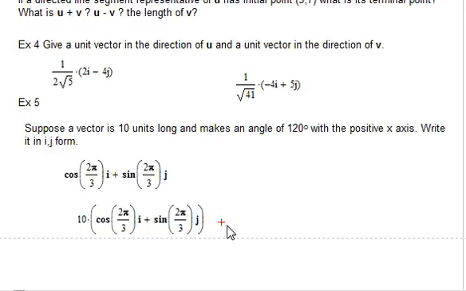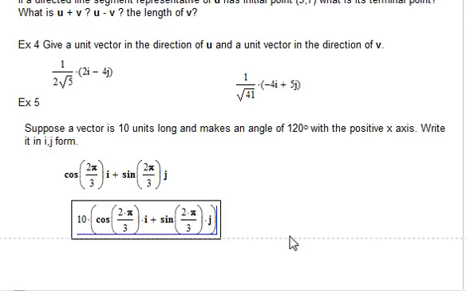Now, this is the correct answer, but we want to be elegant mathematically, of course, and we have to say, well then what is cosine of 2 pi over 3? And you'd say, well, of course that's negative a half. So what we have is 10 times negative a half is negative 5i. And then we get to the other thing. Well, sine of 2 pi over 3, that you should recognize as square root of 3 over 2. So 10 times square root of 3 over 2 is 5 times the square root of 3.